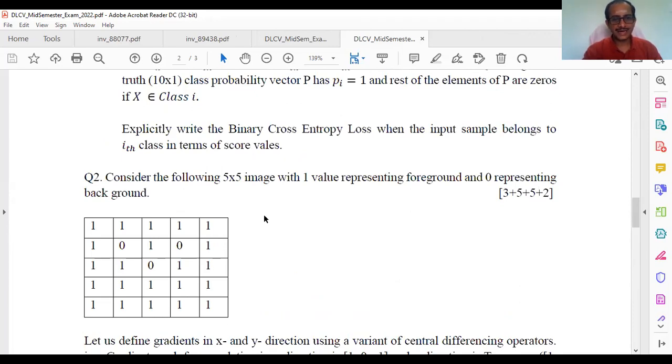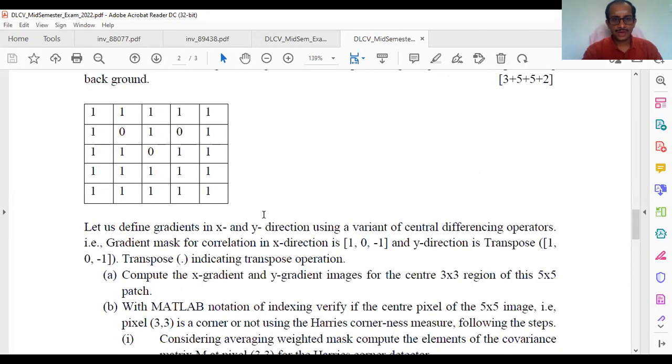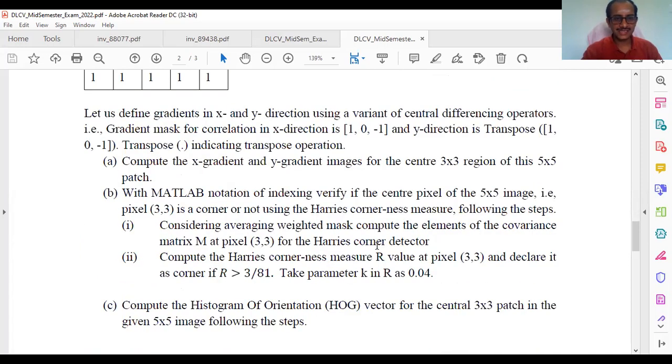Here a binary image patch, a 5x5 patch, is given. You are asked to find the gradients in x and y directions. Most of you have found gradients correctly in both x and y directions. Some of you tried to use slightly different operators than what is given. After finding gradients, what is asked is to use an average weighted mask to compute the elements of the covariance matrix M.